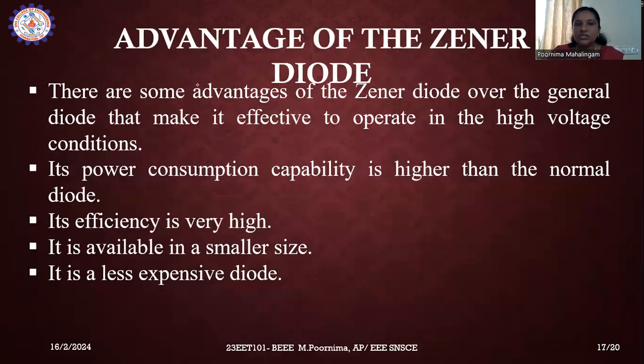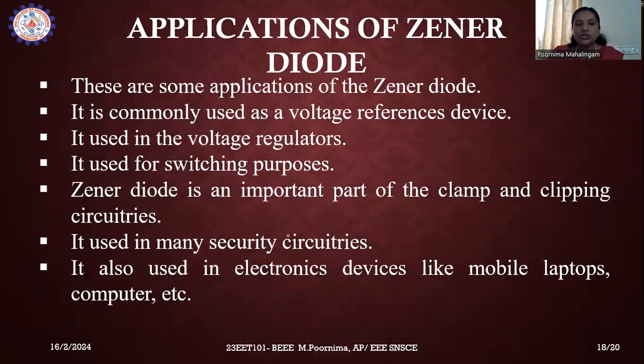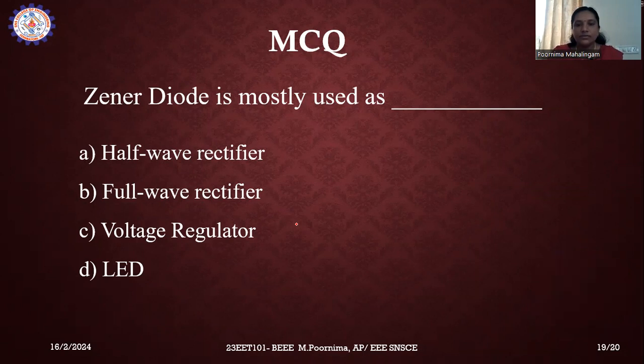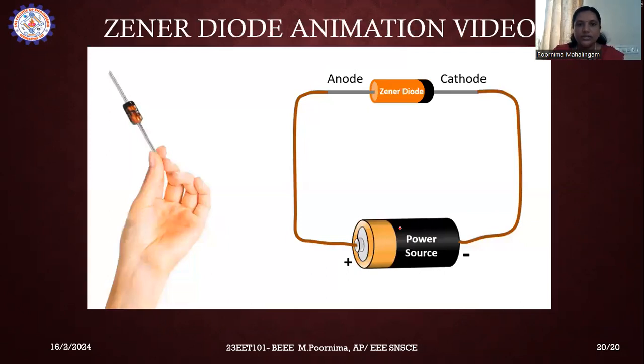This is the Zener effect, and it is an electric failure. Here we are seeing some of the advantages: the efficiency is very high, it is available in small size, and it is a less expensive diode. Applications include voltage regulators, switching purposes, and many more. The Zener diode is mostly used in voltage regulators. Here we can see a small animation video.